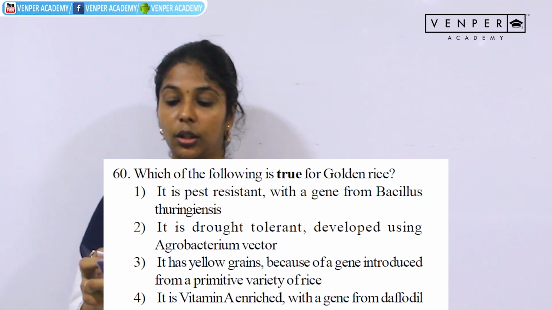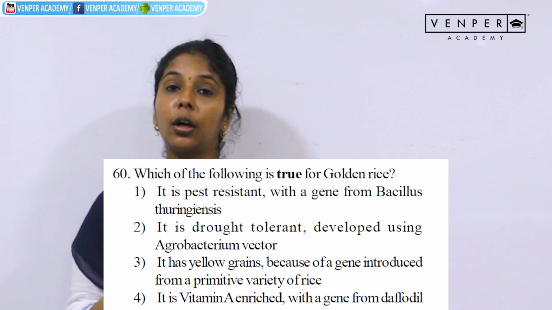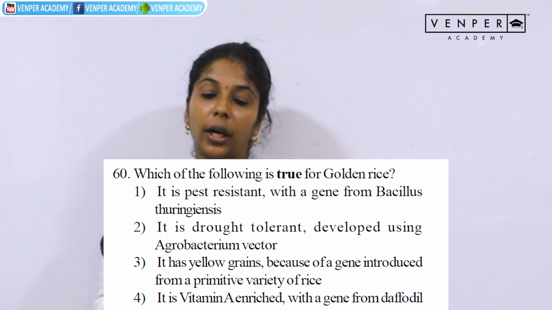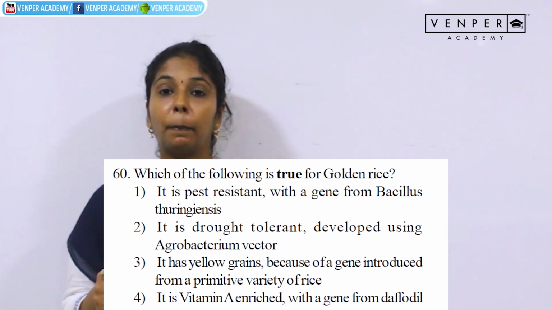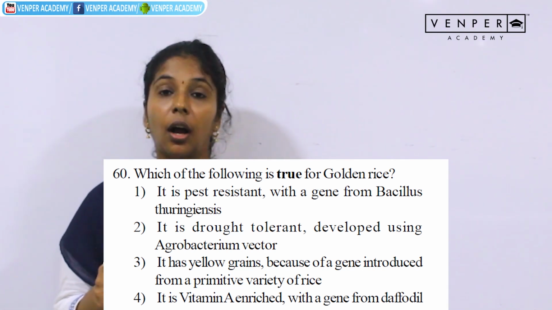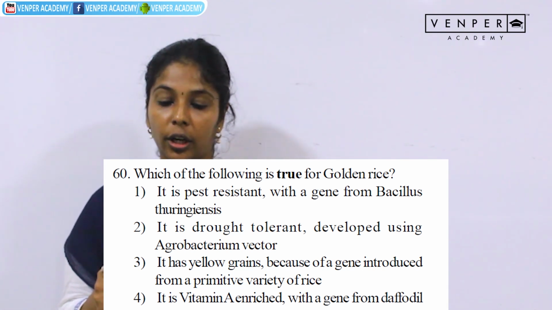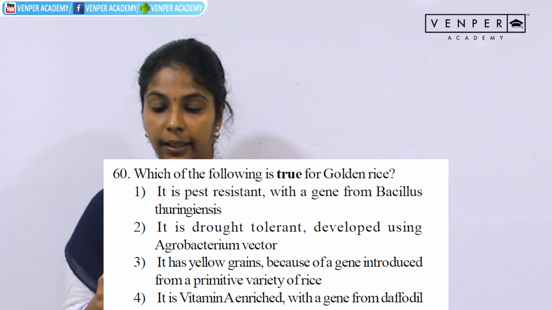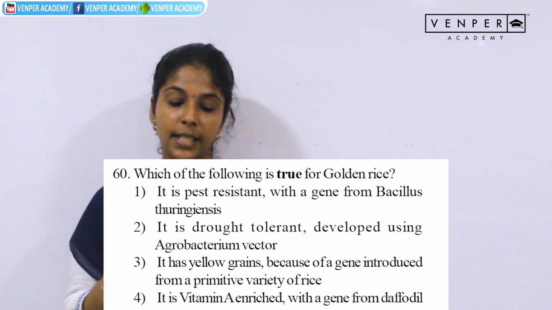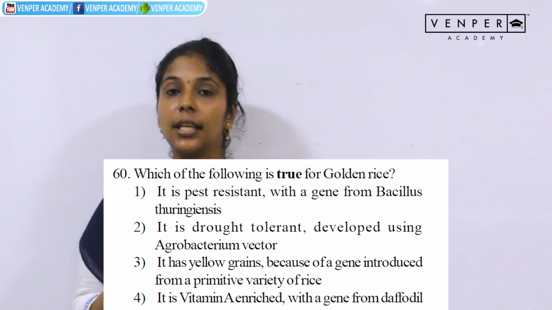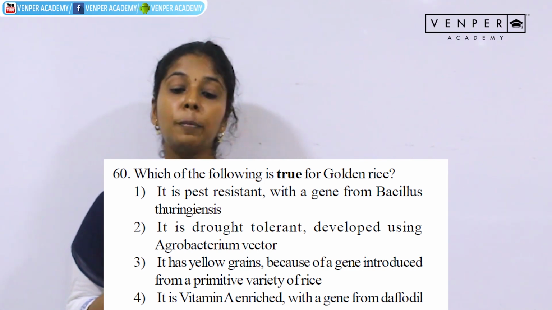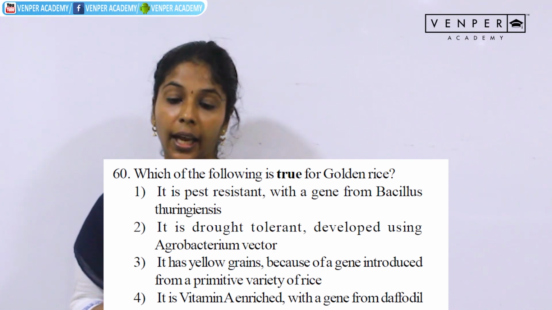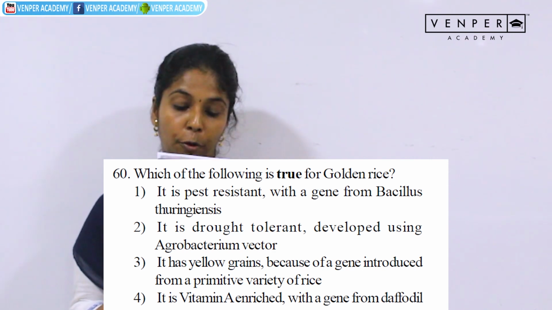Question number 60. Which of the following is true for golden rice? Option 1, it is pest resistant with a gene from Bacillus thuringiensis. Option 2, it is drought tolerant, developed using Agrobacterium vector. Option 3, it has yellow grains because of a gene introduced from a primitive variety of rice. Option 4, it is vitamin A enriched with a gene from daffodil.